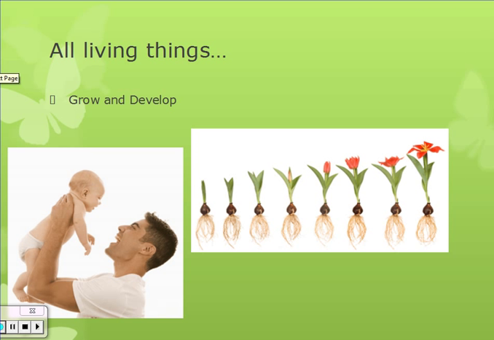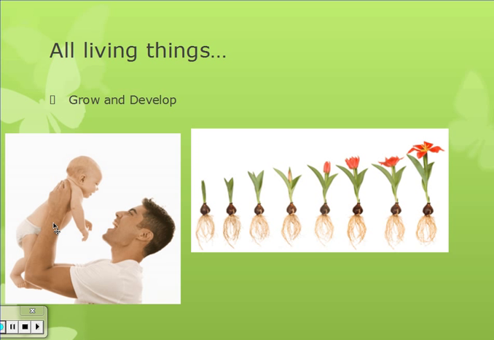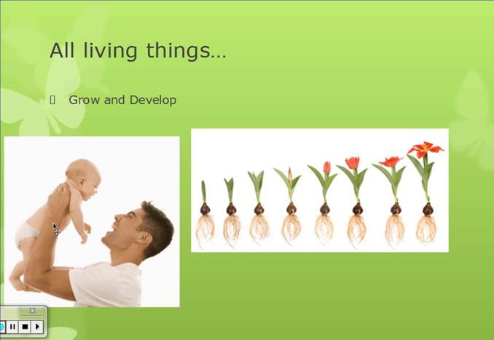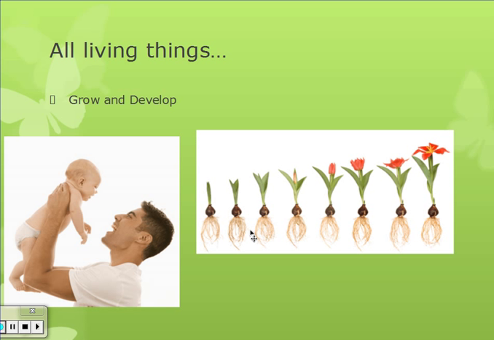All living things grow and develop. One of the easiest examples to see is a baby. A baby grows and becomes a child, a young adult, and eventually an adult. Plants start out as seedlings and eventually go through processes and turn into a full-grown flower, tree, bush, whatever kind of plant they are.